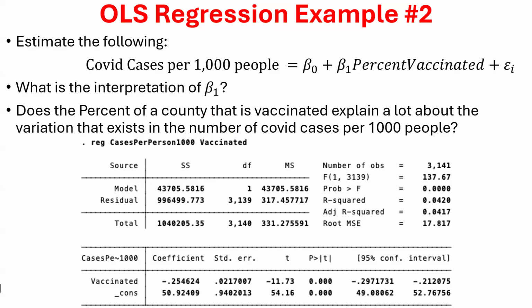The next thing that I want to talk about before we jump into Stata is, okay, so I have this estimate for what this relationship is, but is the percent of a county that's vaccinated a good predictor? I know that I can use it as a predictor, but is it a good predictor of the number of cases I'm seeing? So what we're going to want to look at to determine this question is another statistic that Stata is telling us here, which is this R squared.